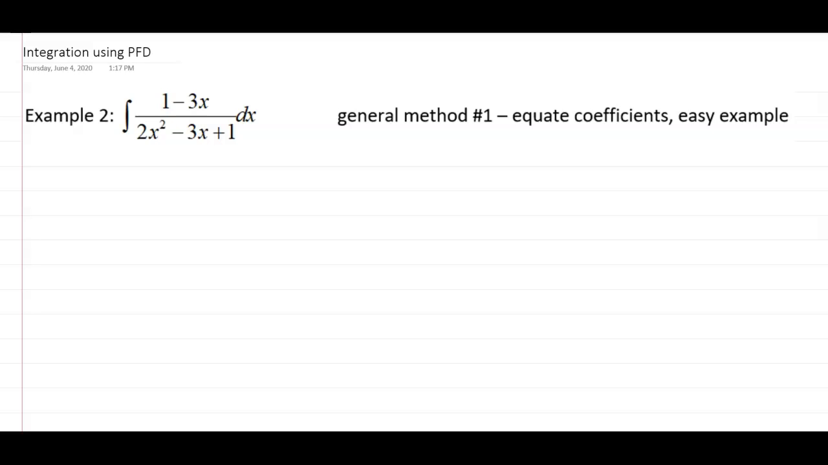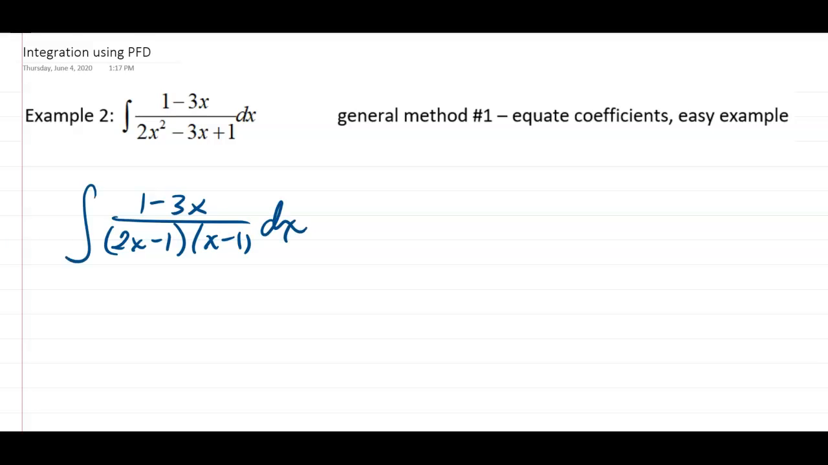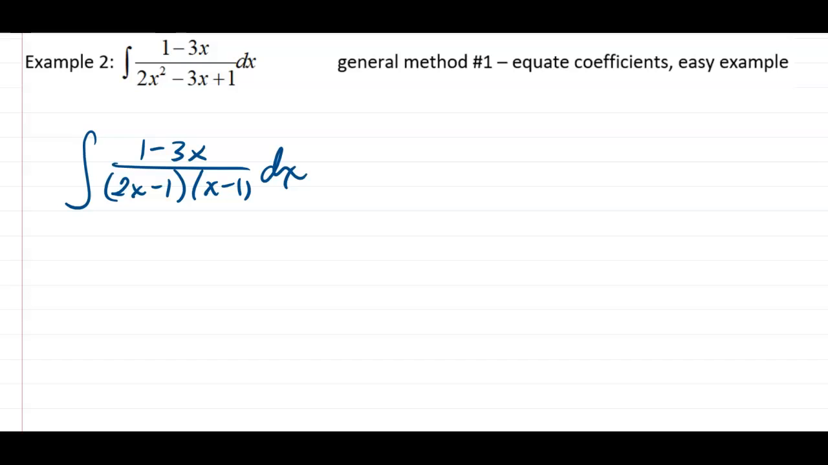The game now, again, is to break up (1 minus 3x) over (2x squared minus 3x plus 1) into a partial fraction decomposition. So we've got 1 minus 3x, and the denominator factors into 2x minus 1 and x minus 1 pretty readily. I'm going to just show this a little differently this time. We're going to keep the integral intact and just go down vertically.